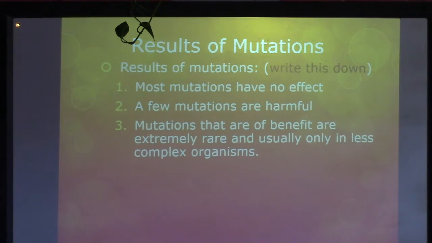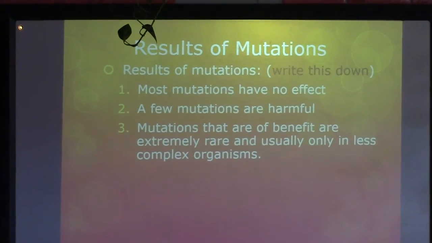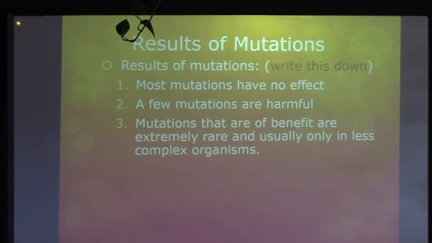All right, and lastly, is a little bit longer. Mutations that are of benefit, because there are a few that are beneficial, are extremely rare, and usually only in less complex organisms, like fruit flies, bacteria, or what have you. A bacteria might become resistant, have a mutation that makes it resistant to an antibiotic. Well, that's to that bacteria's advantage, isn't it? Those are very simple organisms. And it's still bacteria, by the way. It's not another organism.